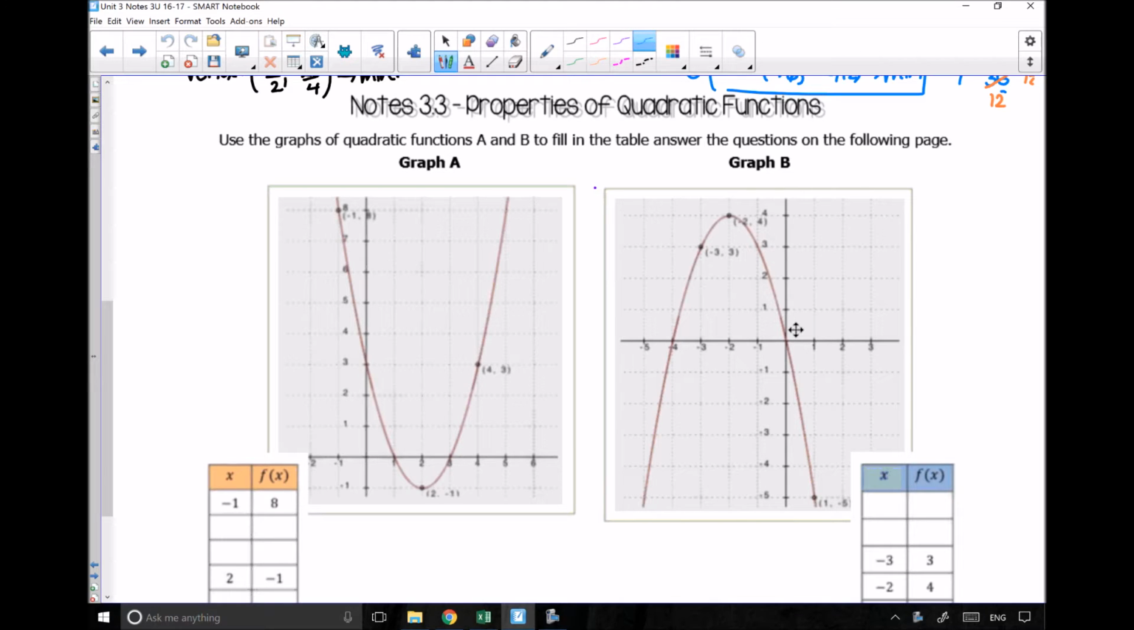Everyone. We're starting notes 3.3, which are on properties of quadratic functions, and it starts on the bottom of page 5. So the first thing that it asks us to do is to use the graphs of quadratic functions A and B to fill in the table and answer the questions on the following page.